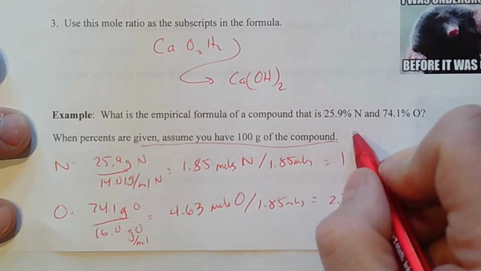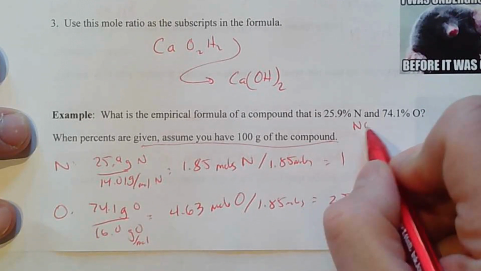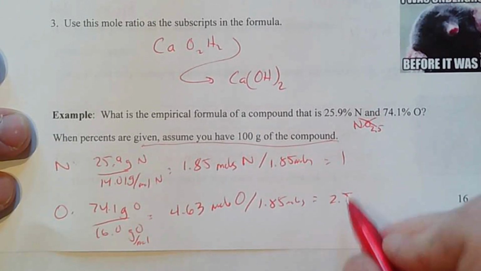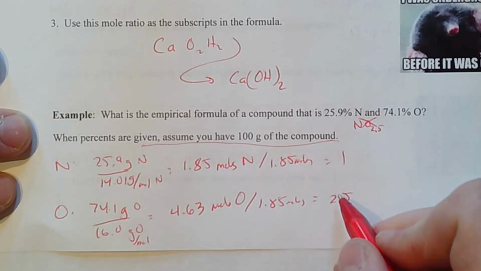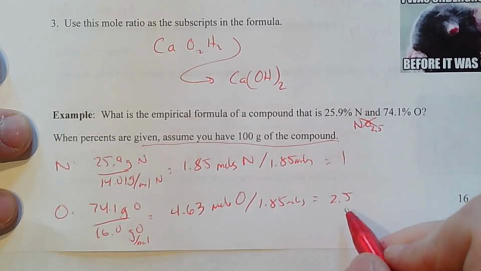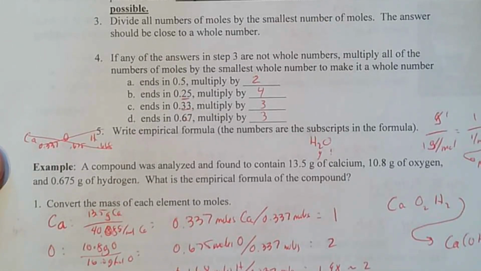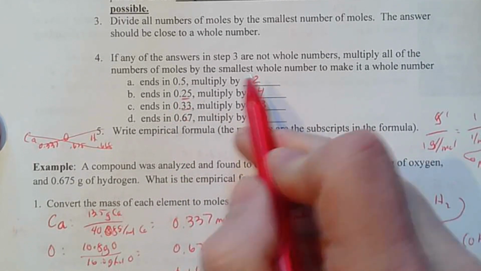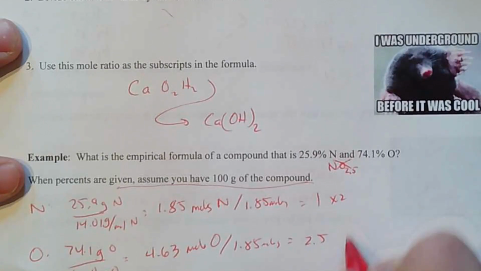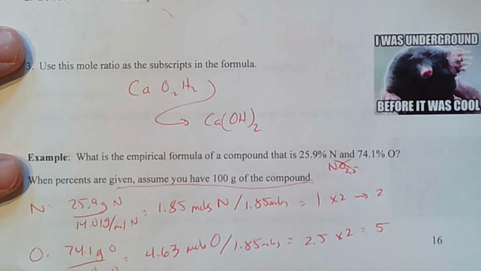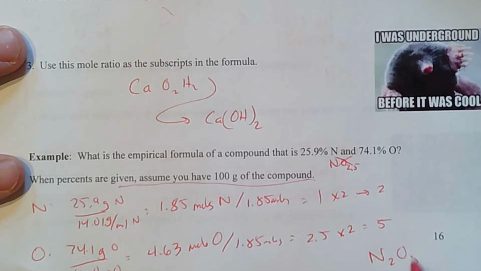So this would seem to suggest that our formula is NO2.5, which is not correct. Remember, these things have to be integers. And this is too far away, you cannot round this down to 2 or round this up to 3. Remember what we talked about up here? If it ends close to 0.5, we multiply everything by 2. So this gets multiplied by 2, and this gets multiplied by 2. That's a 2 now, and this is a 5. So our empirical formula is N2O5.